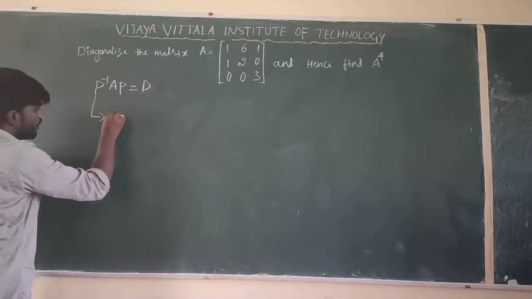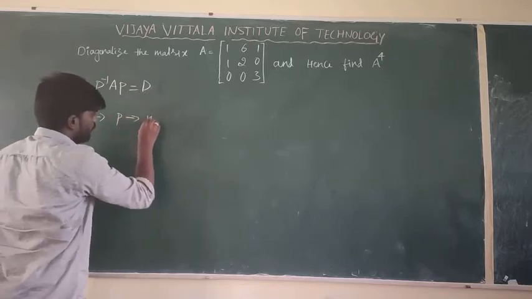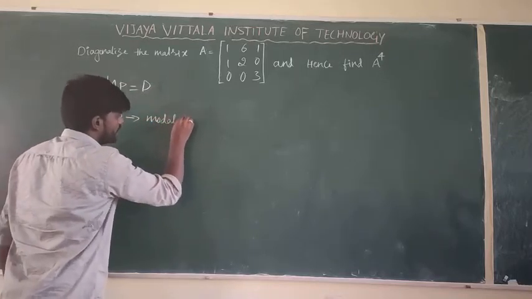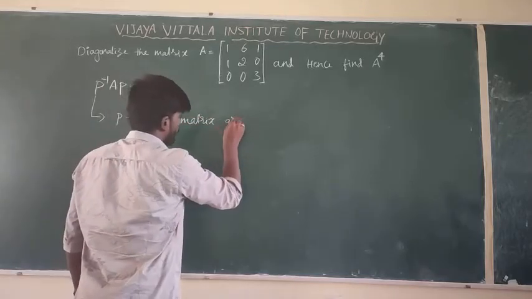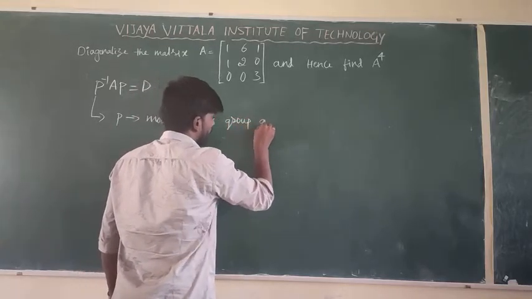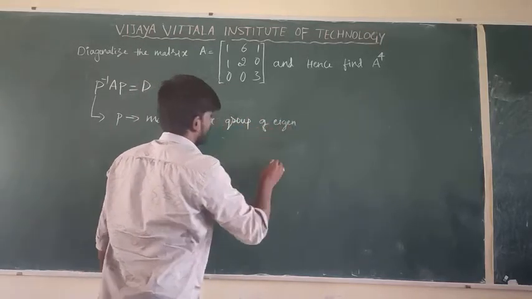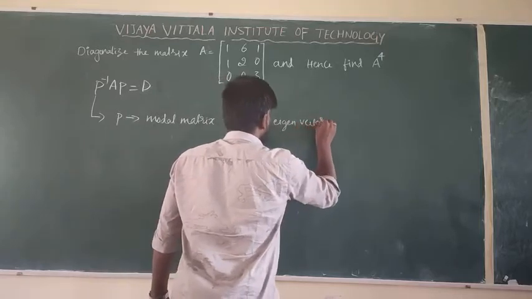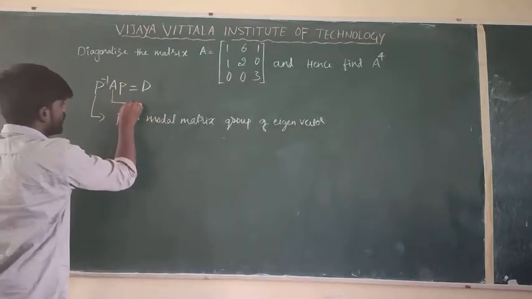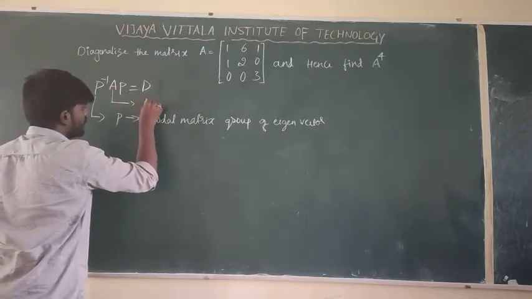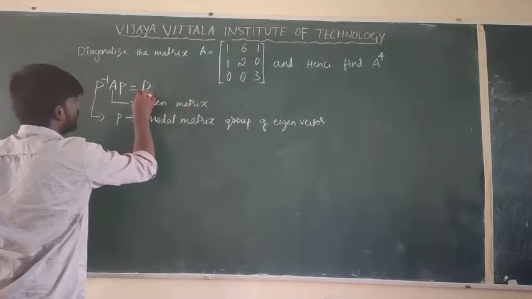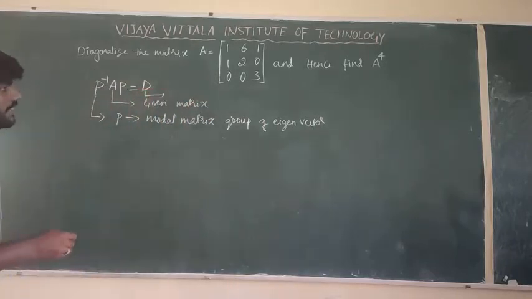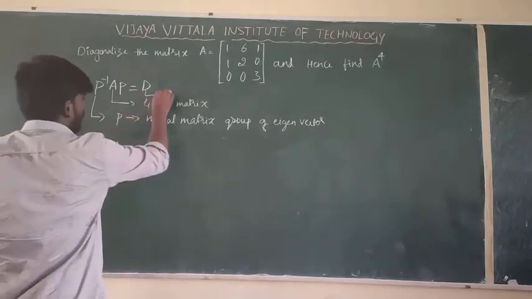Here P is the model matrix, which contains the group of eigenvectors, the set of all eigenvectors, and here A is the given matrix and D is the diagonal matrix containing the eigenvalues in the diagonal.